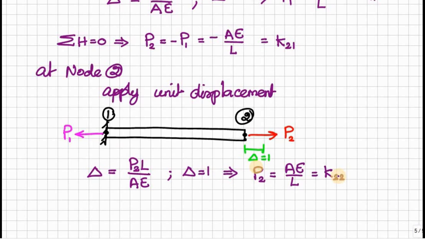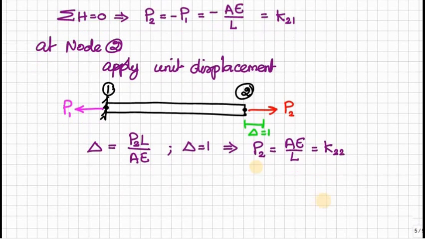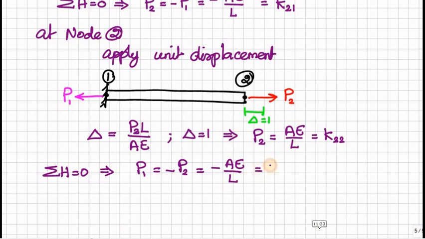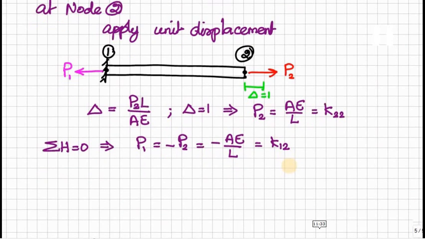Again applying sigma H is equal to 0, we get P1 is equal to minus P2, which is equal to minus AE by L, which is nothing but K12, also equal to K21, which we already got in the previous step. So now we have all the stiffness coefficients, therefore we can form the stiffness matrix, or we can put all these stiffness coefficients in matrix form.